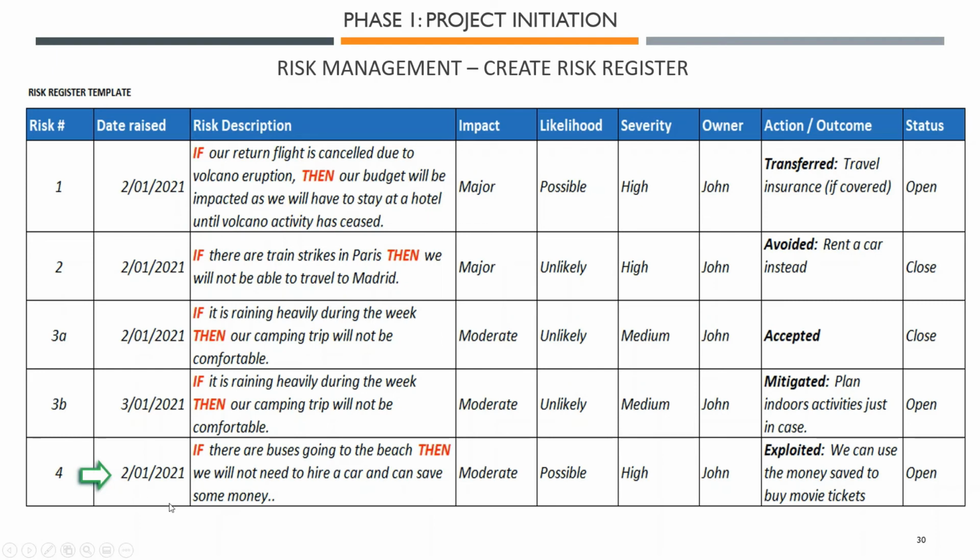Final example of a risk. If there are buses going to the beach, then we will not need to hire a car, and then we can save some money. That's an example of a positive risk. So the impact is moderate, the likelihood is possible, so the severity, quote unquote, severity being positive, is high. John is still the owner. Action: you exploit this risk. Yes, we're aware this risk will happen, and if it happens, we can use the money saved to buy movie tickets, for instance.